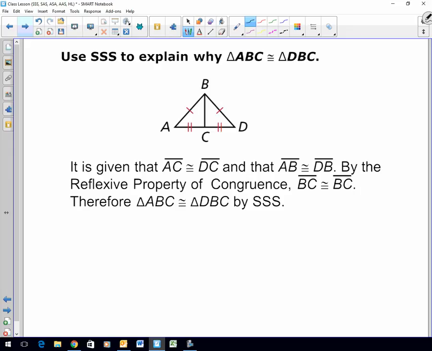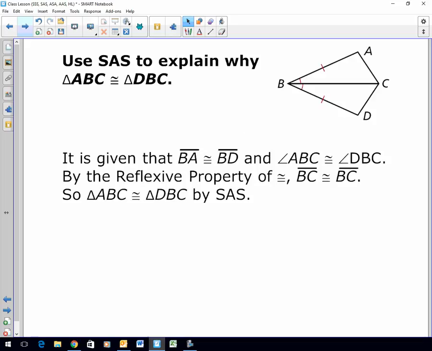By the reflexive property, BC is congruent to itself. Now, how many sides do I have congruent in the triangle? 3, right? 1 tick, 2 ticks, 3 ticks. The 3 ticks go to both triangles. Side, side, side. It's still around. It's still a thing. It won't die. Kind of like Manju.